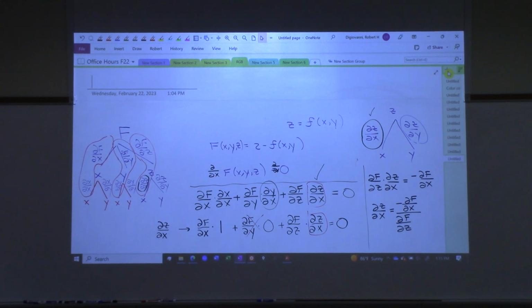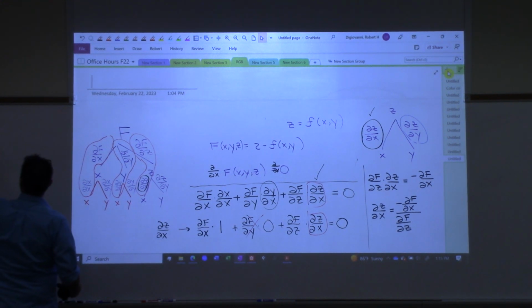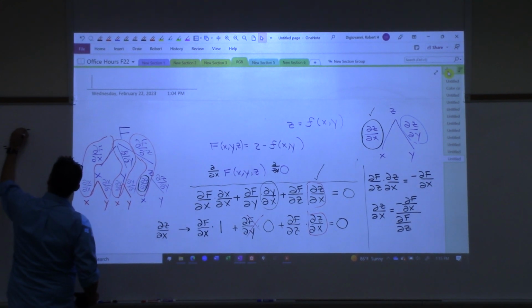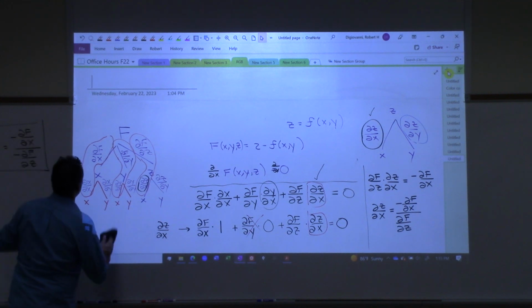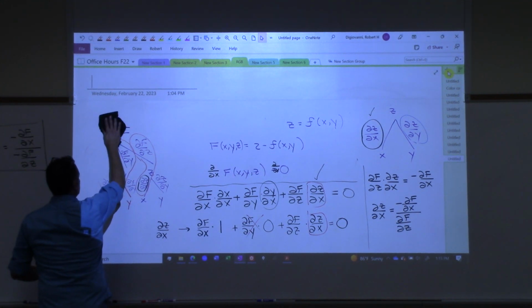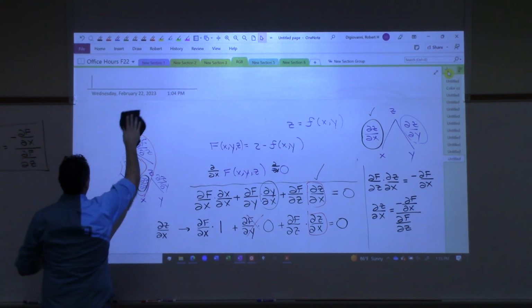Okay. All right, that formula, I'm going to come back to that formula. Let me put it over here so I don't have to bring it up on the screen. So negative partial f with respect to x over partial f with respect to z. Okay, that is our first formula for implicit differentiation. Why did I put negative twice? I don't know why I did that.